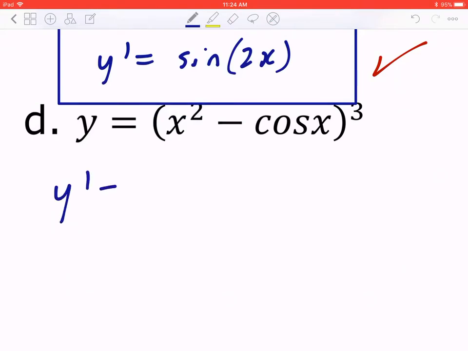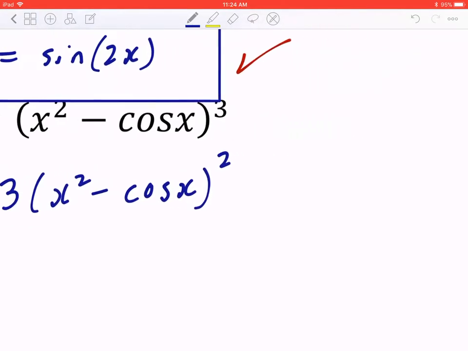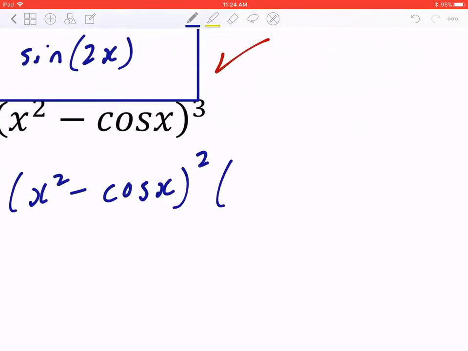Y prime equals, again, I'm applying the chain rule. I bring the 3 to the front. I copy x squared minus cosine x to the power of 3 minus 1, which is 2. And I multiply by the internal derivative. So when you differentiate x squared, that's going to be 2x. When I differentiate cosine x, that's negative sine x. But since I'm subtracting, right, it's minus and then negative sine x, just like that.